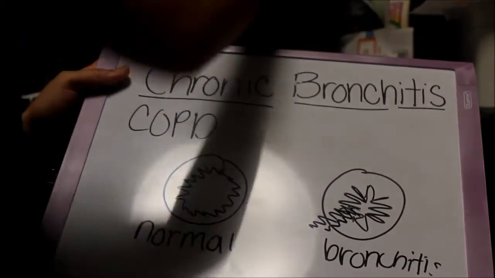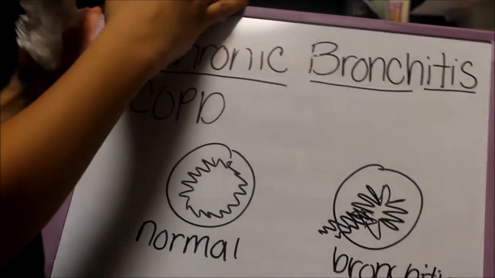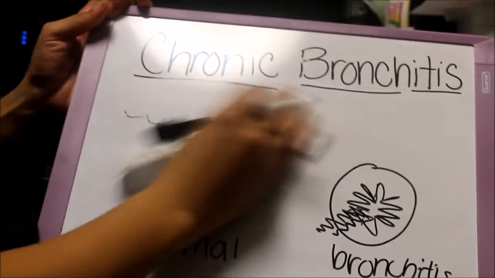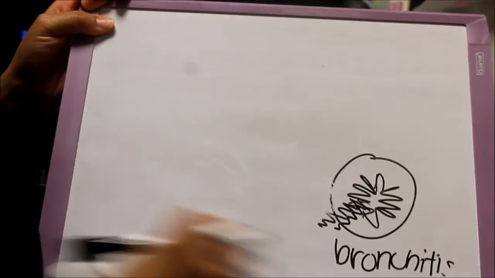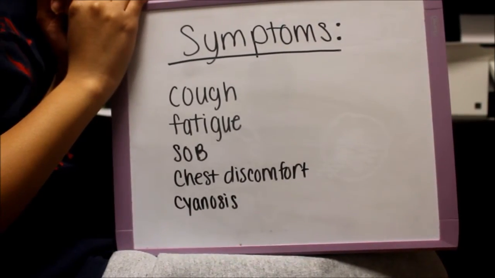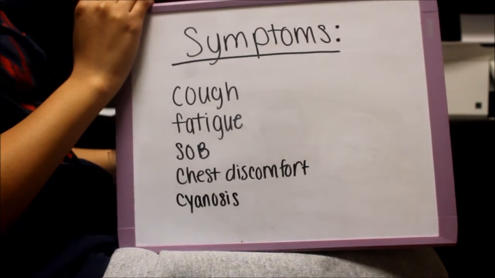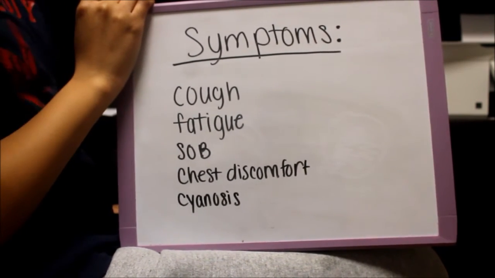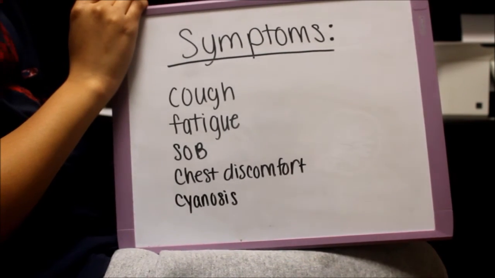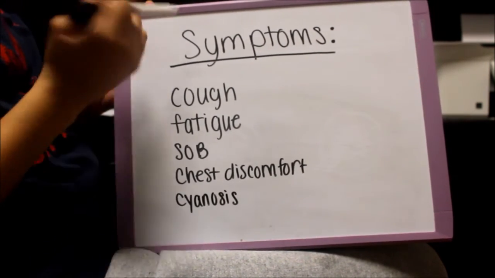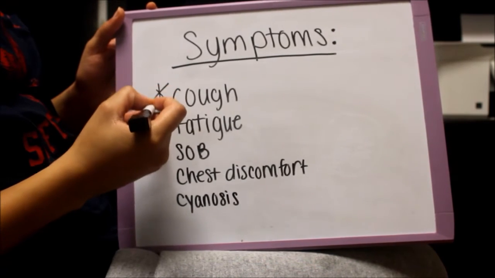So we're going to move on to some symptoms that you'll see in someone with chronic bronchitis. We're just going to make a little list. Okay, now we're moving on to our symptoms. So we're going to notice quite a few things in people who have chronic bronchitis. And that's going to be our major one. It's going to be coughing.